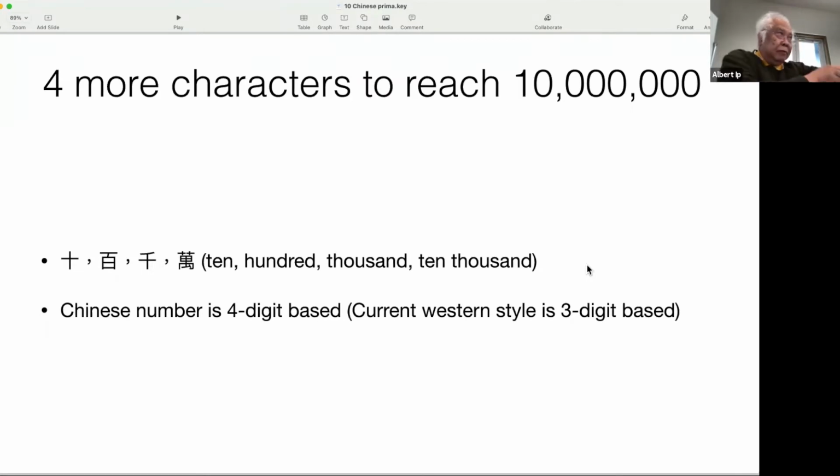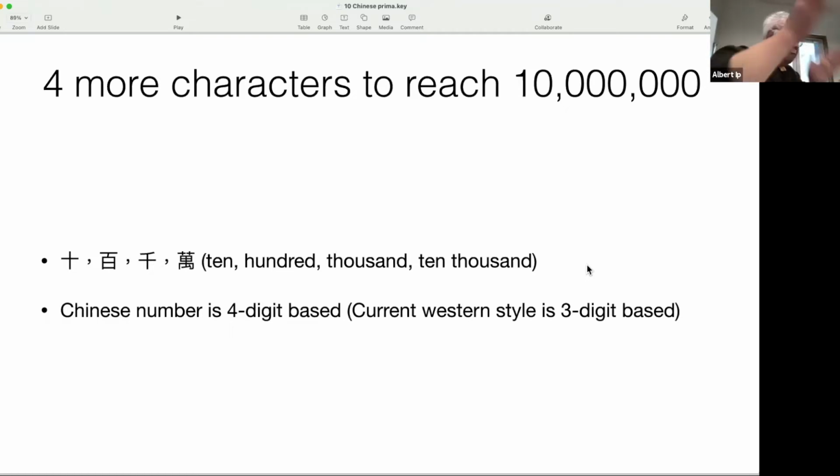What do I mean? With a 3-digit base, when you reach 1,000, you go on to 10,000, 100,000, and then you switch to million, right? Every 3 digits, you create a new word to express that. 1,000 becomes a million, right? And then you have 10 million, 100 million, 1,000 million. But at 1,000 million, you create a new word called billion. Billion, right? So you are 3 digits.